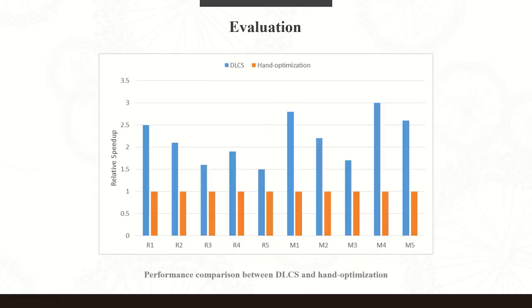I evaluate the whole compilation system, including target optimization and code generation. Experimental results show that DLCS offers multi-slot parallel performance for the target vector processor and achieves speed-ups ranging from 1.5 to 3 times over existing frameworks backed by hand-optimized libraries.